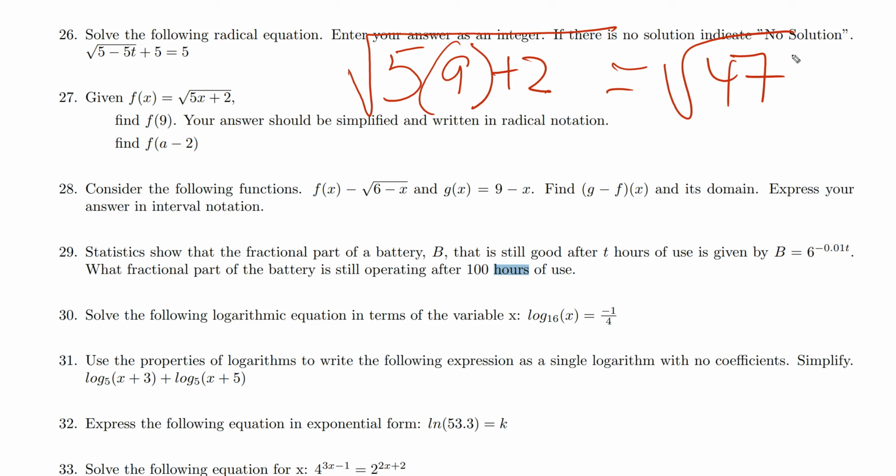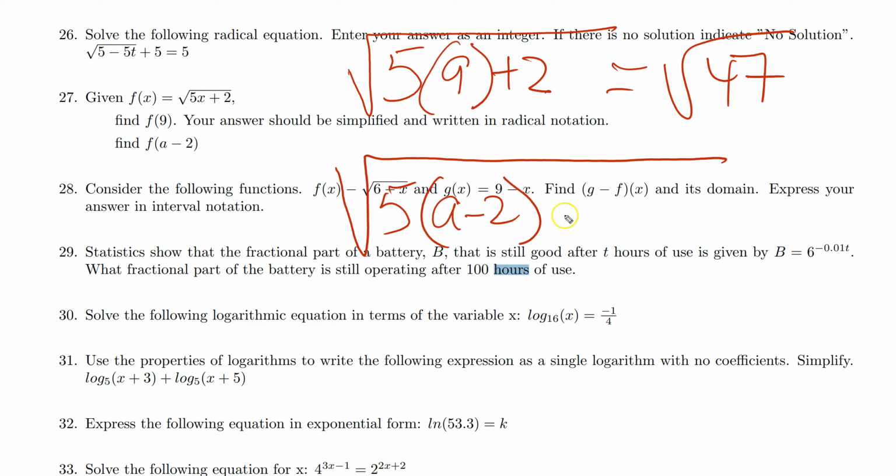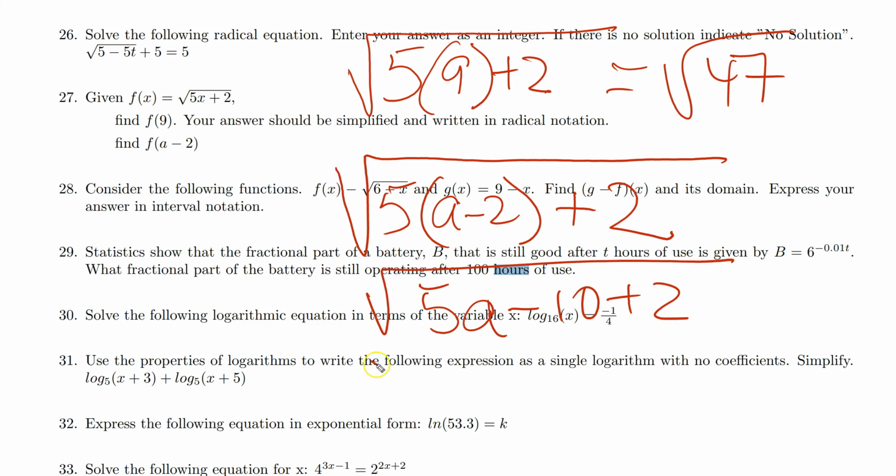And for the next part, we're going to have 5 times, again, our function here is a minus 2 plus 2. So this becomes 5a minus 10 plus 2. So the final answer is 5a minus 8 under the radical sign.